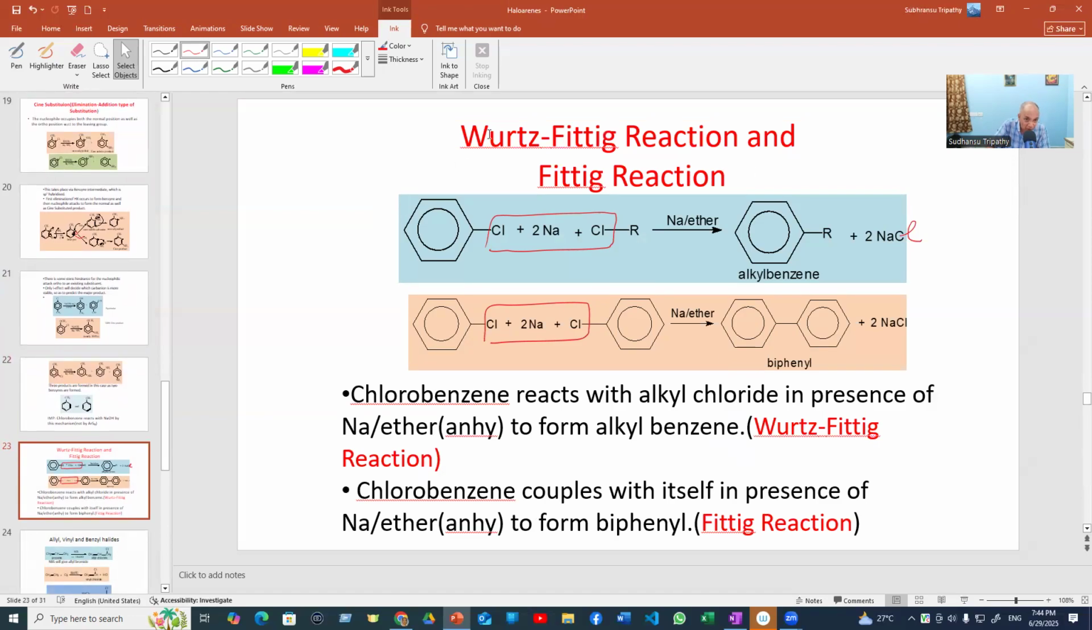Wurtz-Fittig: only Wurtz is alkyl halide. But if you mix chlorobenzene with alkyl halide and sodium in ether, then you will get alkyl benzene. This is called Wurtz-Fittig. Only Fittig is between two chlorobenzenes. If you take only chlorobenzene and add sodium in ether, then you get two benzene rings, not fused, joined with a single bond. This is called biphenyl. So this is Wurtz-Fittig and this is Fittig.